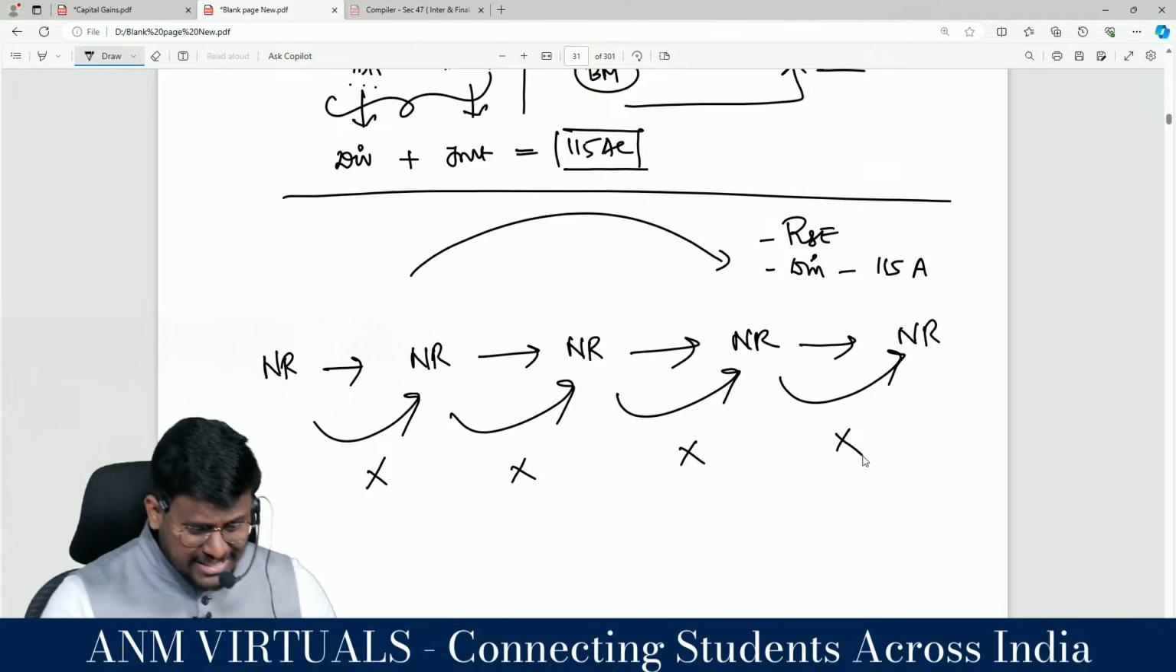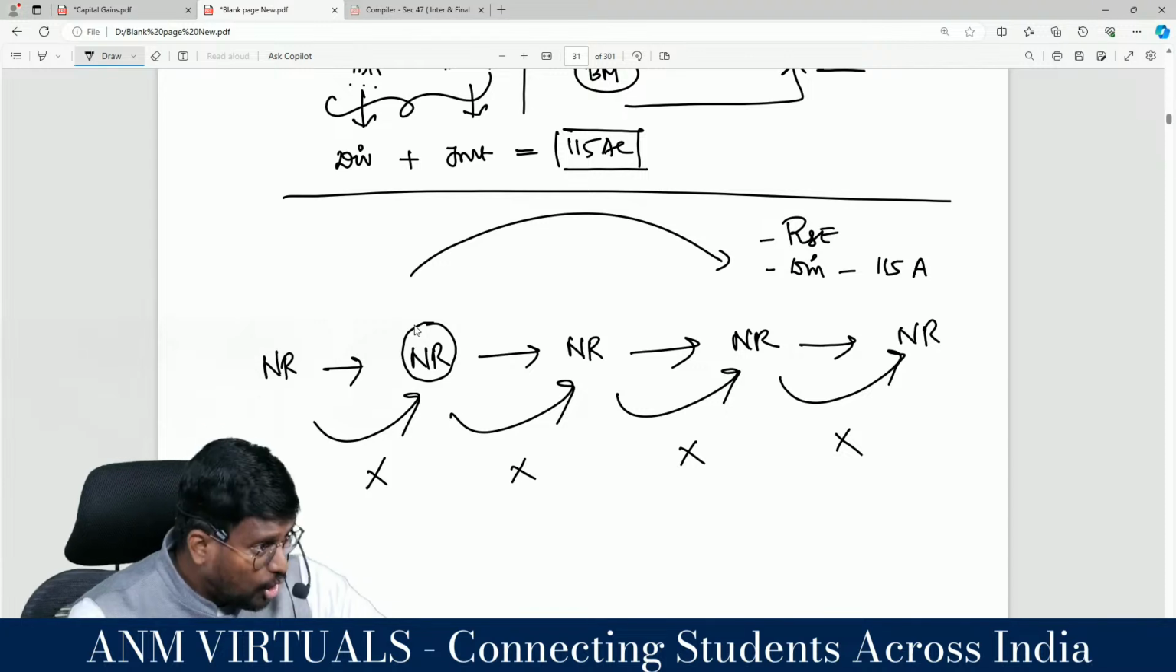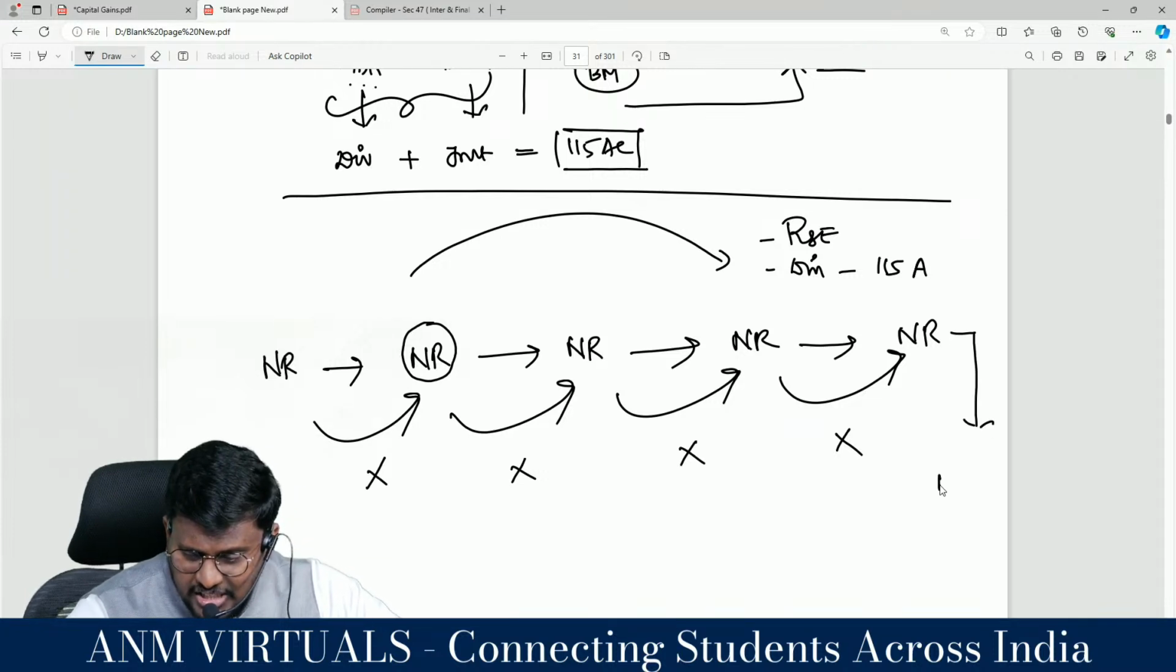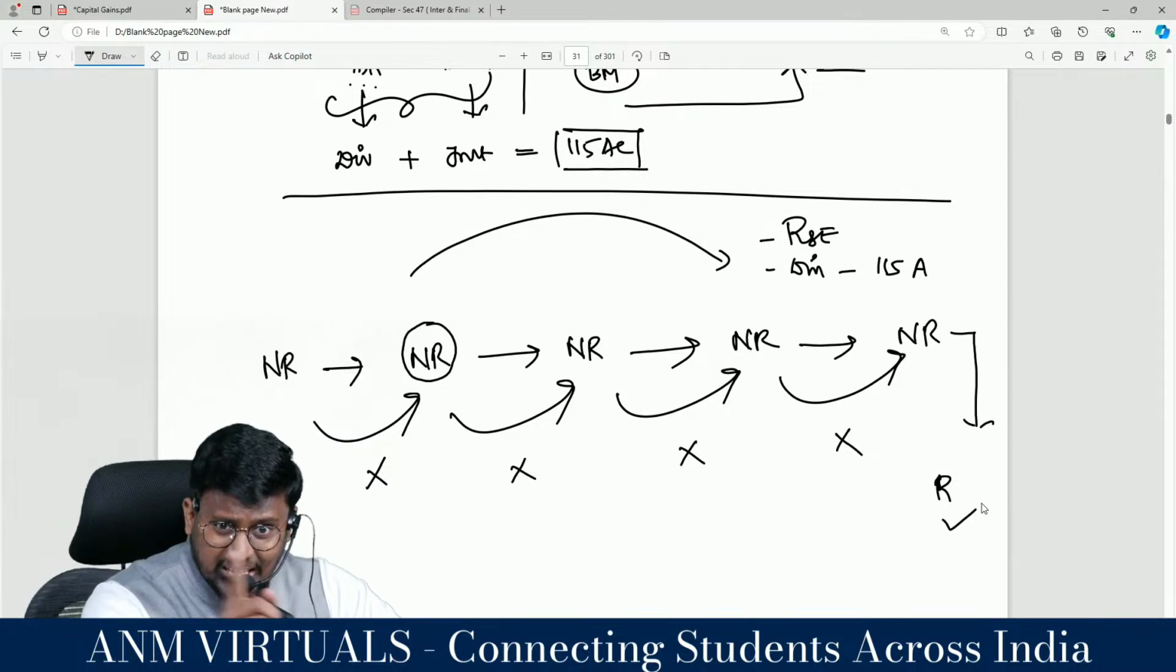That means in this case of a non-resident transferring to a non-resident, there is no capital gain tax because of the proviso to section 56 subsection 2 clause 10. Whereas if this non-resident is transferring to a resident, capital gain is attracted. At that time, the check will follow.